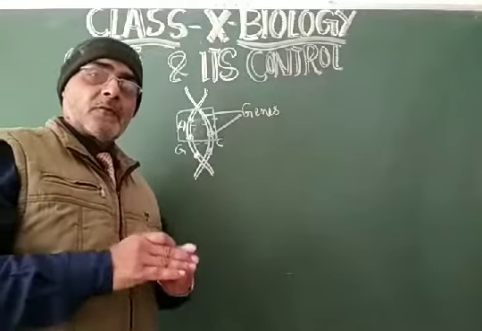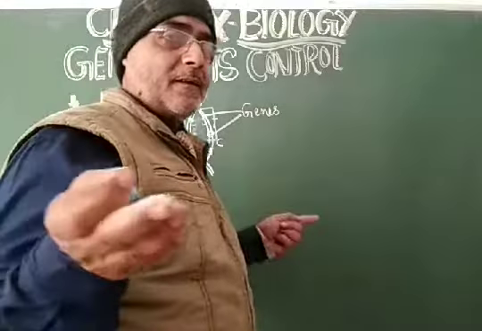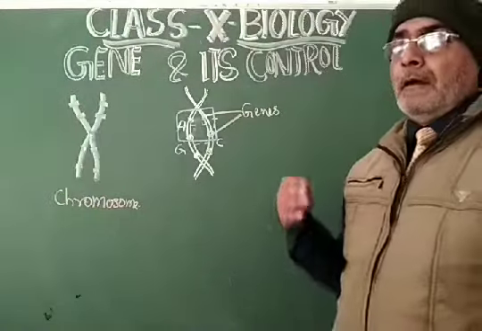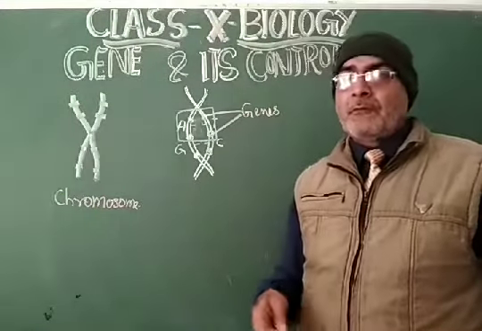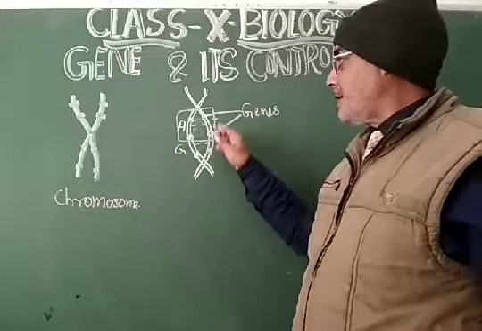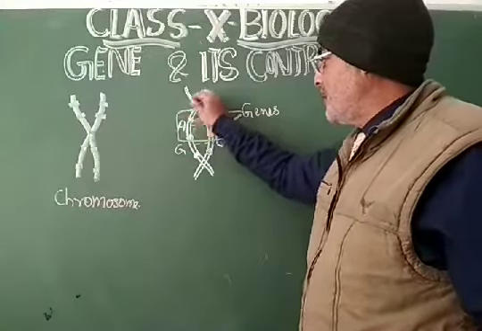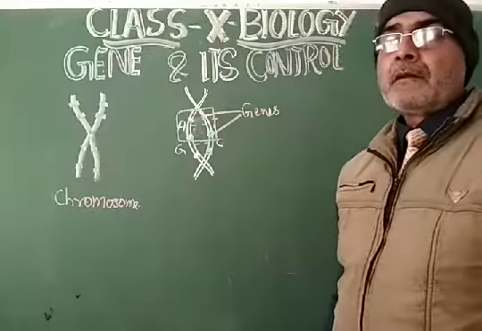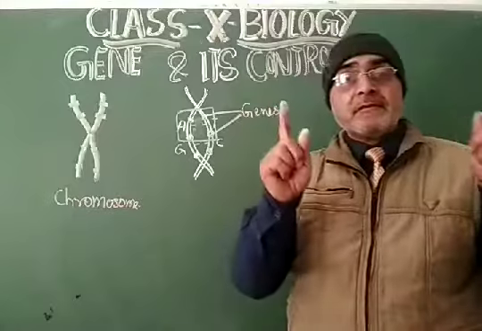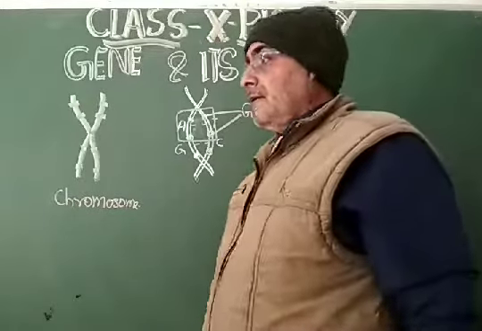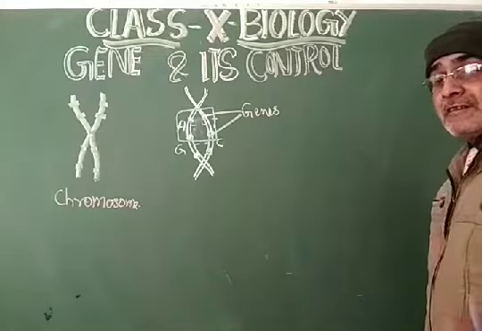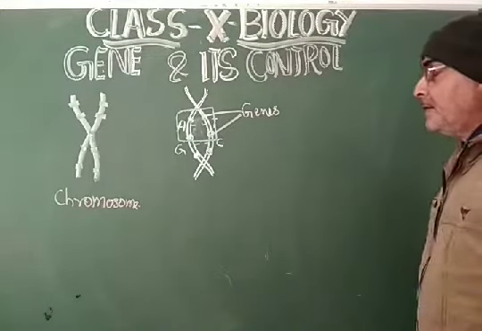That unit is responsible for expressing 4 types of characters: tallness of the human, black color of the human, blue eyes of the human, and fair color of the human. So taking these 4 characters in this segment, this will be the unit, and this unit can be expressed as a gene. Therefore, students, you have to know this concept about the gene.